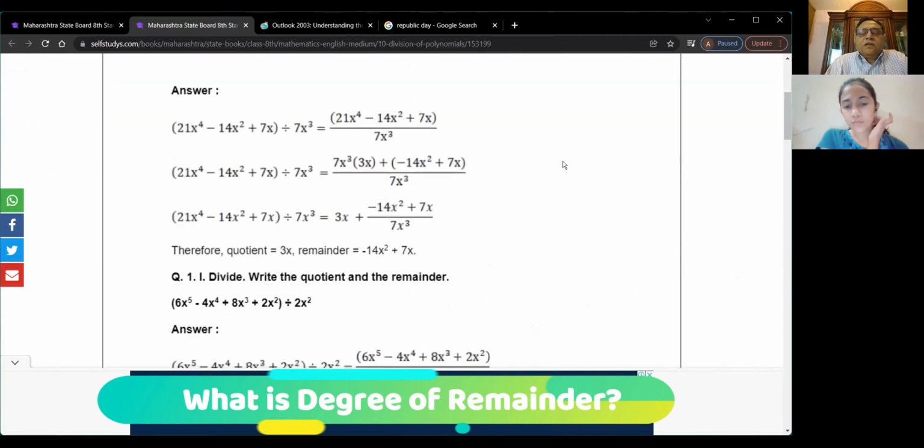Correct. So here what they have done is they have taken all the three terms and split them into two, because these two terms cannot be divided, right? You can see that. And as we did, they divided that first term by 7x cube, getting 3x as your quotient, and that becomes a remainder. Is that clear to you? Yes. Next question, please.